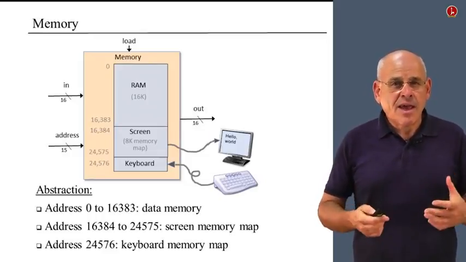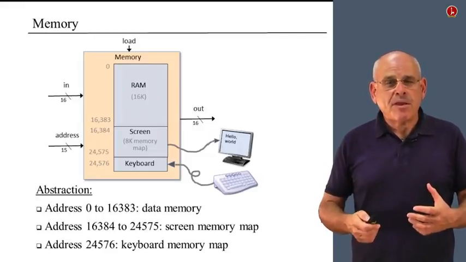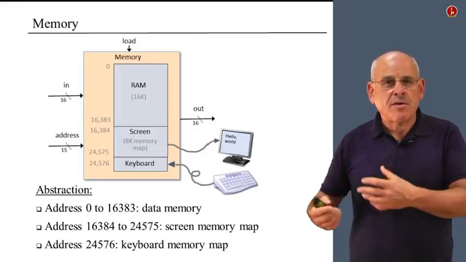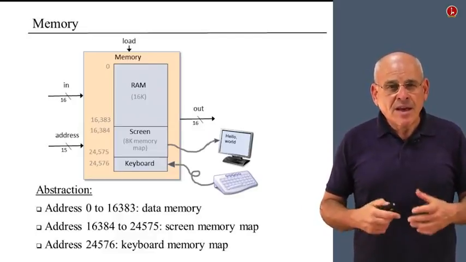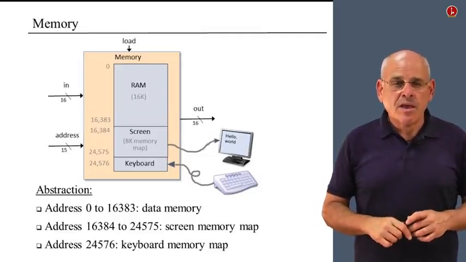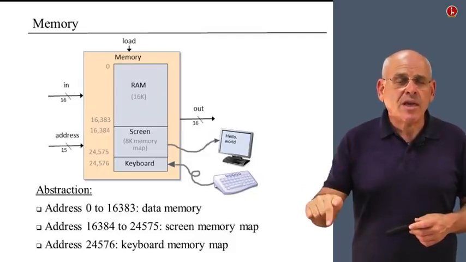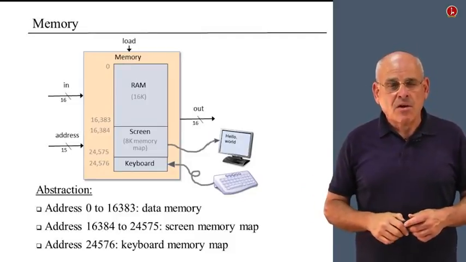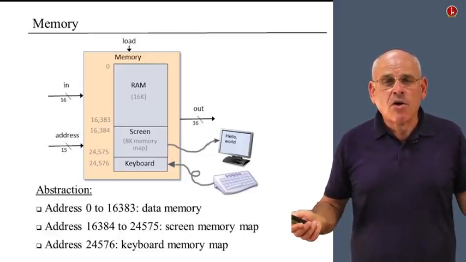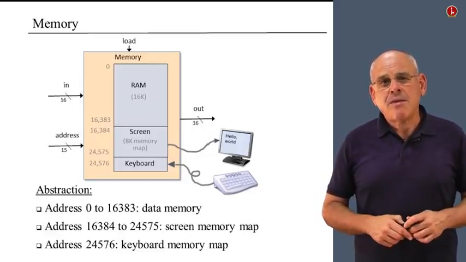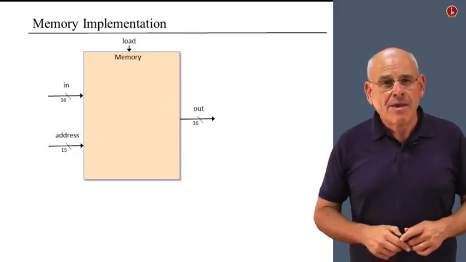The next 8K of the memory are used to store the screen memory map. If you want to draw something on the screen, you have to manipulate bits in this memory segment. And finally, the last register in the memory is used to tell us which key is currently being pressed on the keyboard. Now, once again, this is an abstraction, right? This is how the programmer expects this memory to operate. And now, let us turn to discuss how we actually make it happen.